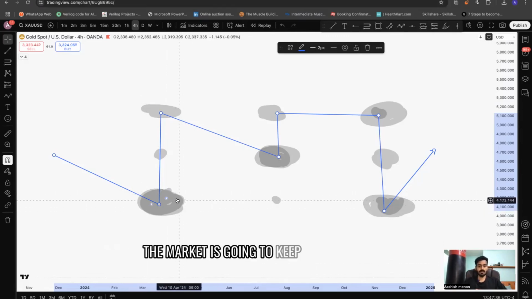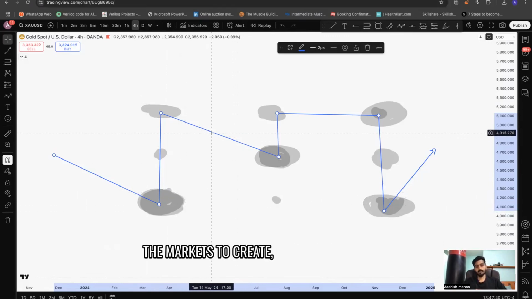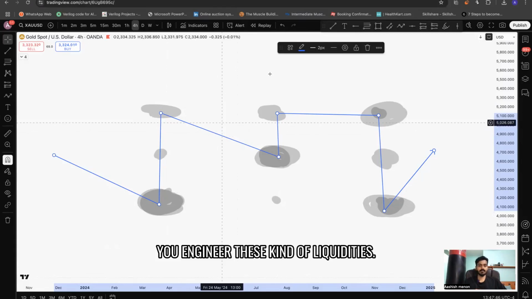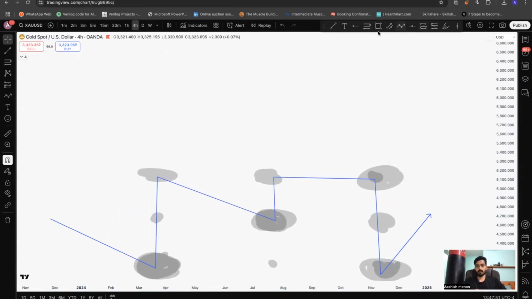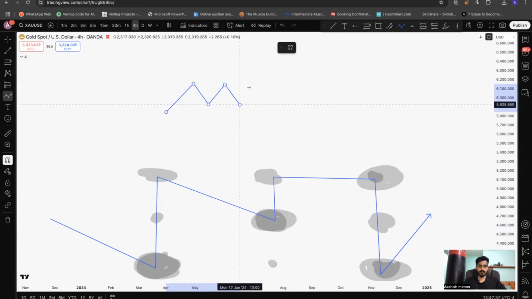The market is going to keep creating these liquidities, because it's absolutely essential for the markets to keep creating these liquidities. It's basically called liquidity engineering. You engineer these kind of liquidities. For instance, you should be aware of this retailer pattern.